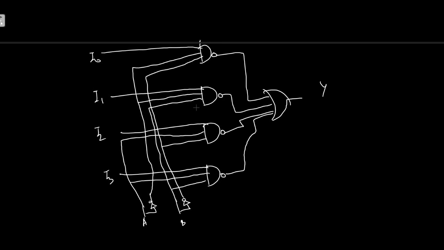Here we note a point. In addition to these inputs, there is one more input, that is called the enable input. Enable inputs are connected to all the NAND gates. So here we have the enable input E. So this is a basic logic diagram of a 4:1 multiplexer.